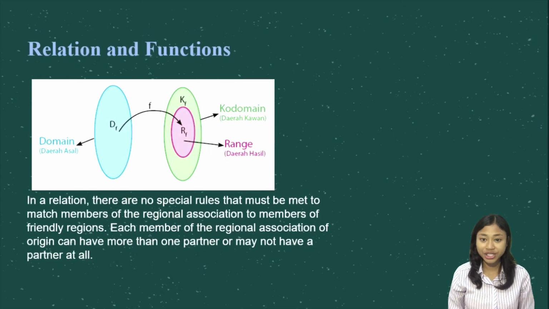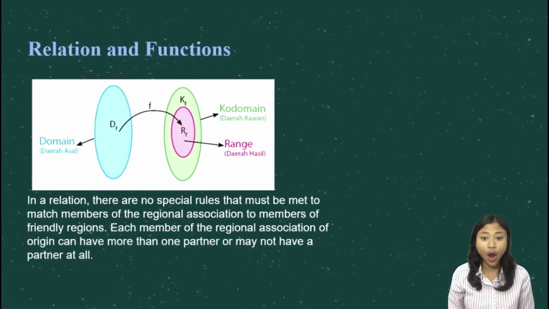Relation and function. In a relation, there are no special rules that must be met to match members of the domain to members of the codomain. Each member of the domain can have more than one partner or might not have a partner at all.